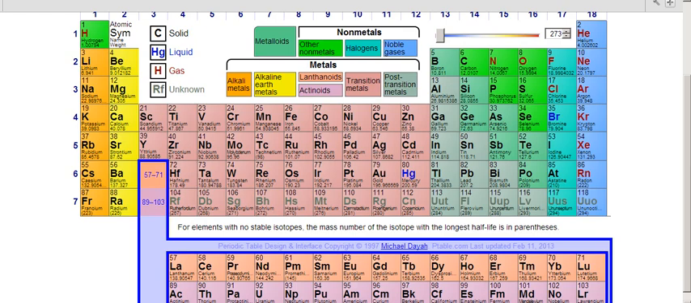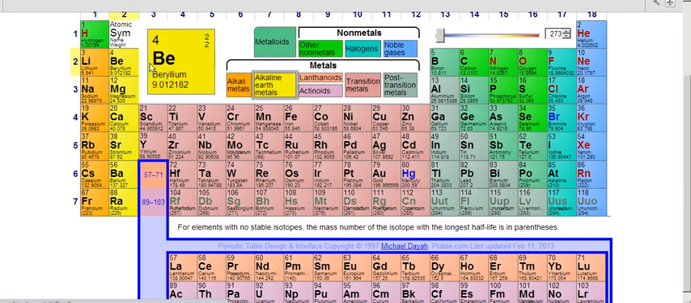Notice that carbon is in this fourth column. It has 1, 2, 3, 4 outer shell electrons, or 4 valence electrons. Remember that even though neutral carbon has 6 electrons, 2 of those are core electrons. They're in a lower shell than the outer shell, and that only leaves 4 for actual bonding and chemistry.